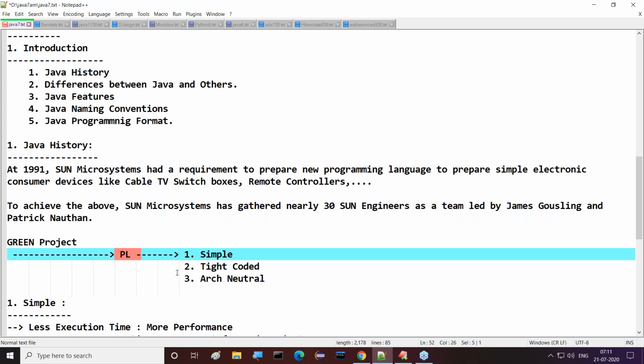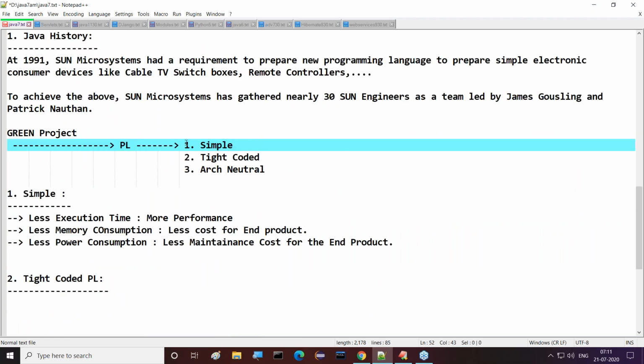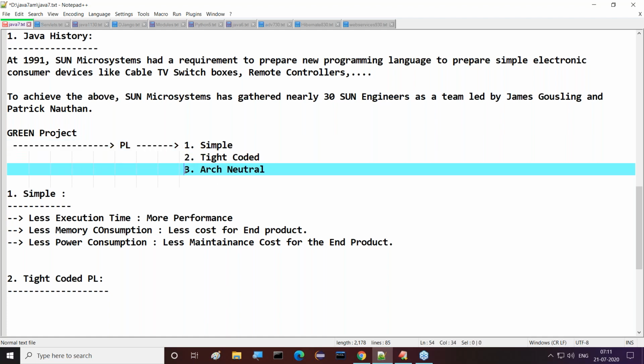For this new programming language, what qualities did they want to see mainly and majorly? Three qualities they wanted to see. What are the three qualities? First one is a simple programming language. Second one is tight coded, and the third one is architectural neutral.